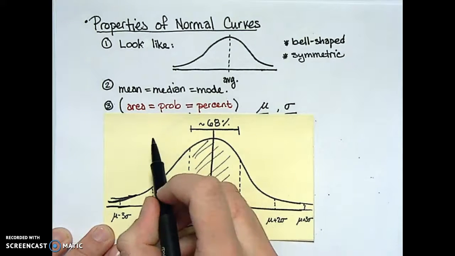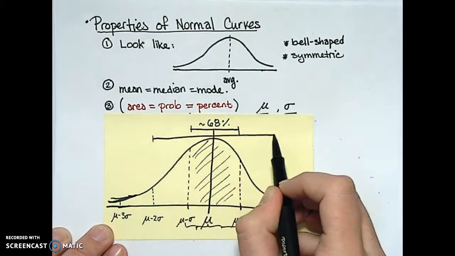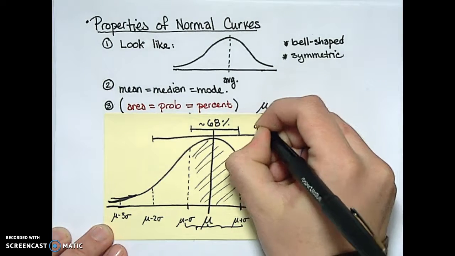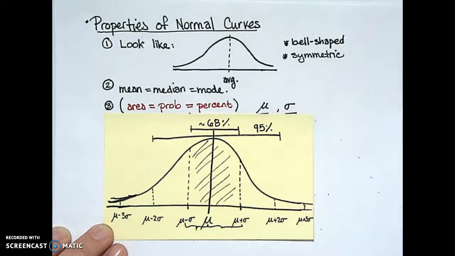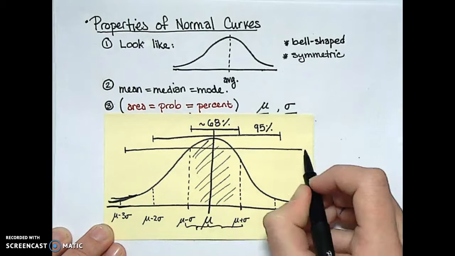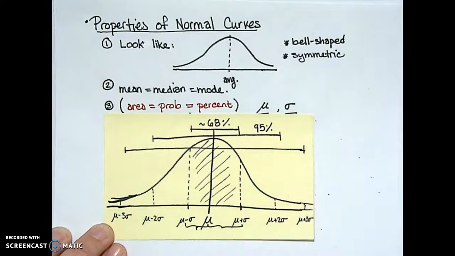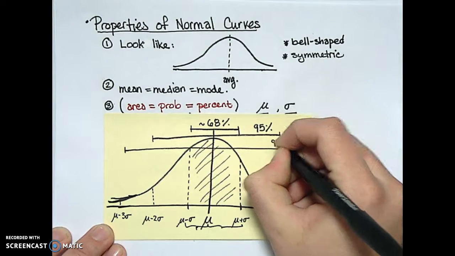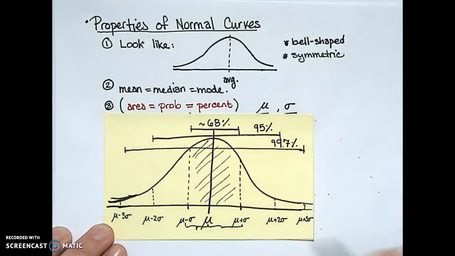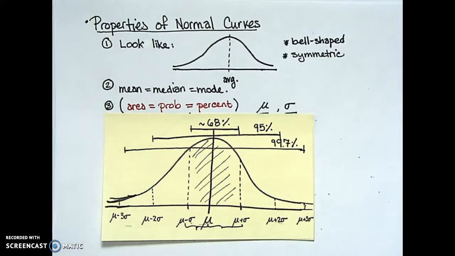If we spread out to 2 standard deviations, we obtain that 95% of the area is within 2 standard deviations, and going all the way to 3 standard deviations, we notice that almost all of the data values occur within 3 standard deviations, and that is actually quantified as 99.7% of the data values fall within 3 standard deviations of our average.